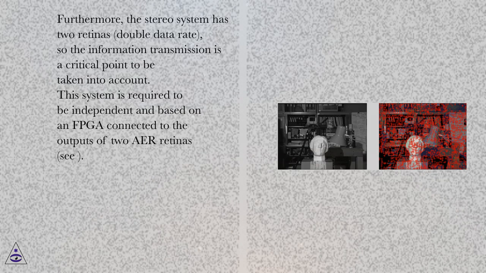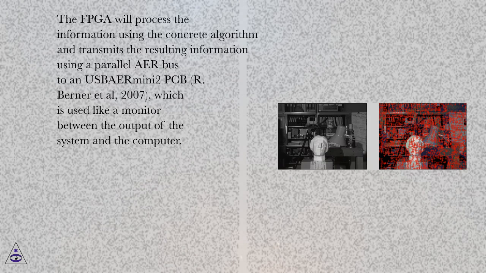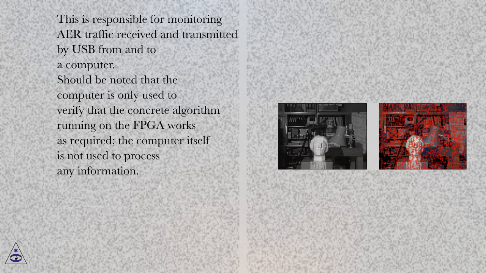This system is required to be independent and based on an FPGA connected to the outputs of two AER retinas. The FPGA will process the information using the concrete algorithm and transmit the resulting information using a parallel AER bus to an USBAERmini2 PCB, Berner et al., 2007, which is used like a monitor between the output of the system and the computer. This is responsible for monitoring AER traffic received and transmitted by USB from and into a computer. It should be noted that the computer is only used to verify that the concrete algorithm running on the FPGA works as required; the computer itself is not used to process any information.